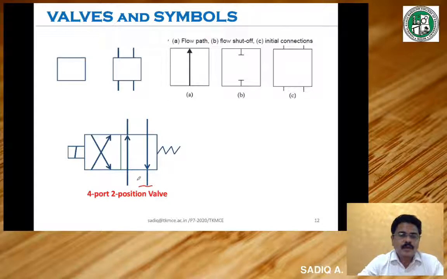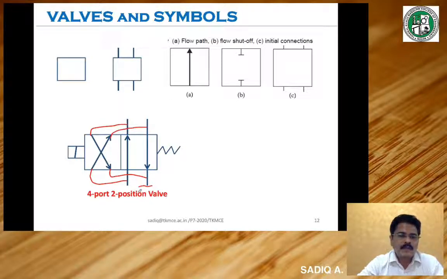So you have to think that when the position shifts, this line is attached with this line and this line is attached with this arrow. Similarly, this arrow line is connected with this line and this is connected with this line in this position.